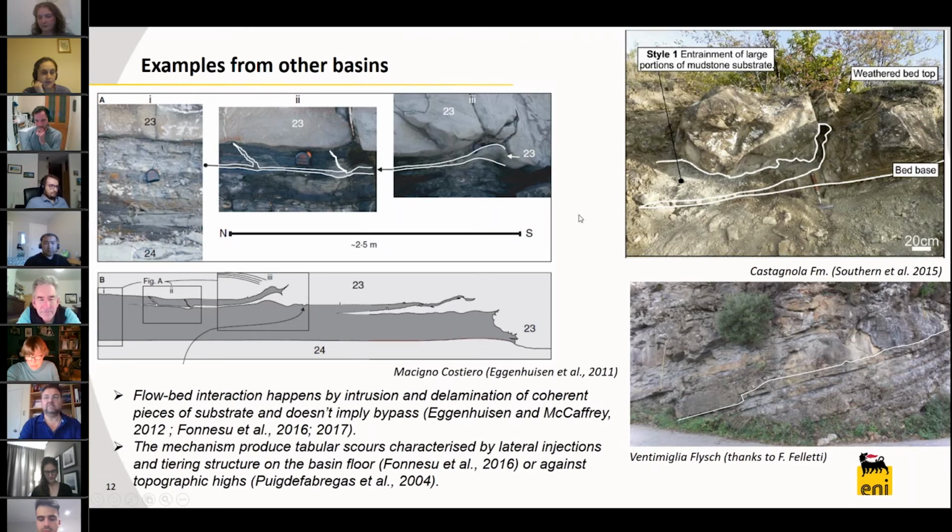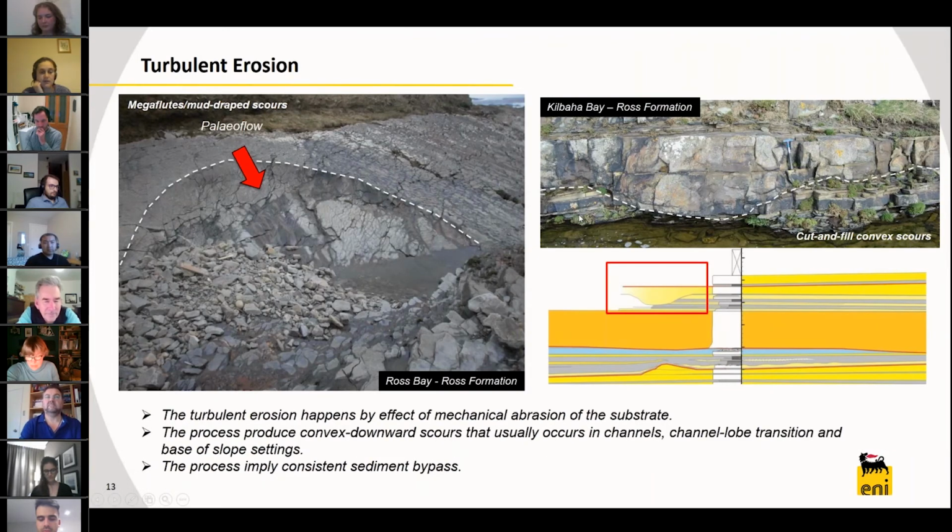In the Unknown Sandstone. This is, of course, not the only mechanism of erosion, of entrainment existing, but substrate entrainment can be linked also to more conventional turbulent erosion features formed by the effect of mechanical abrasion of the substrate by a turbulent flow.